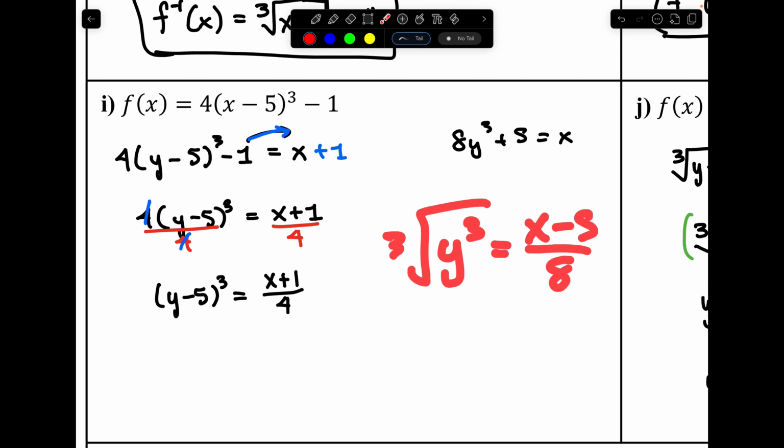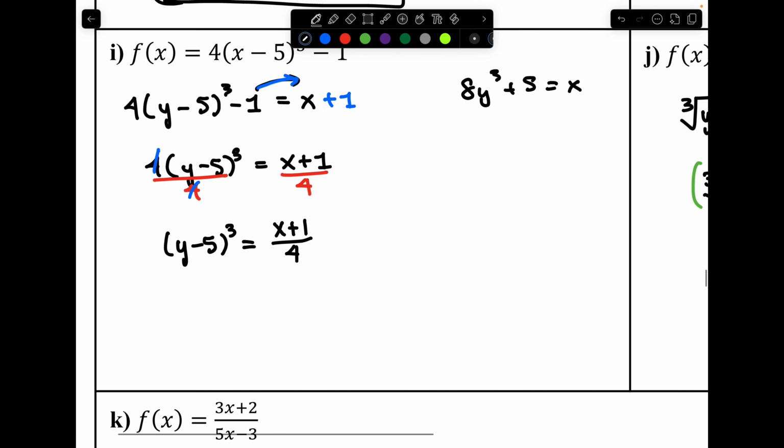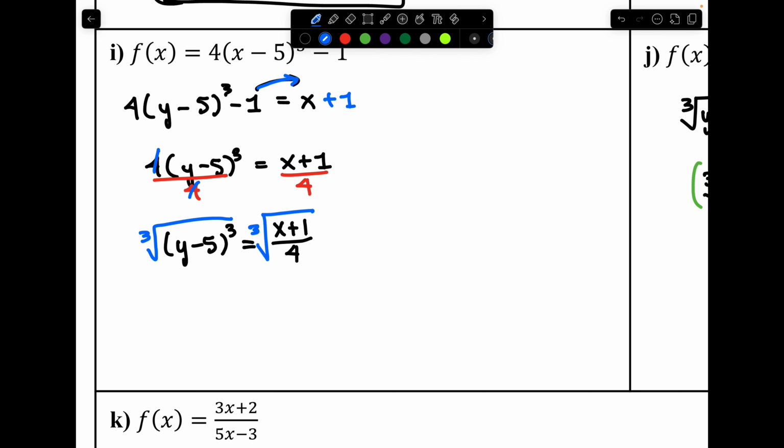And we ended up with the third root of this, as you saw from the previous page. Now the only difference is that because we have an additional value inside, we have to consider what to do with that at the very end. So let me erase this, and let's get rid of that power of 3 by taking the third root. So y − 5 equals the third root of (x + 1)/4.